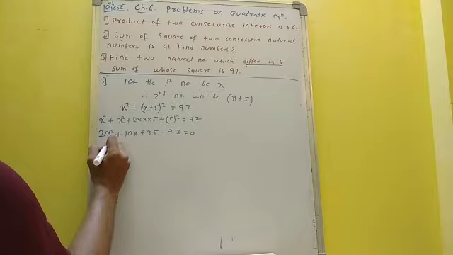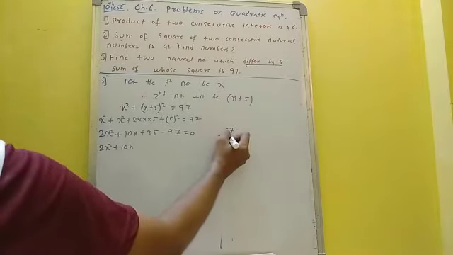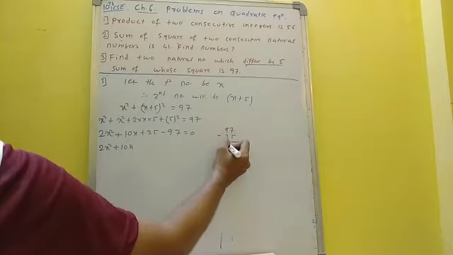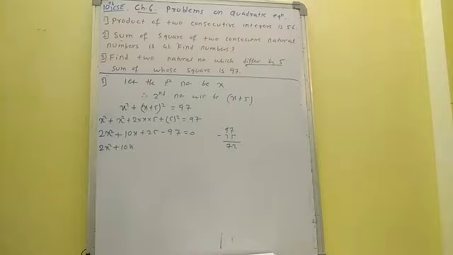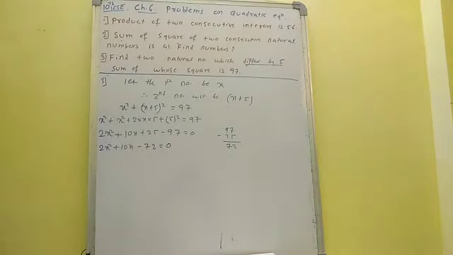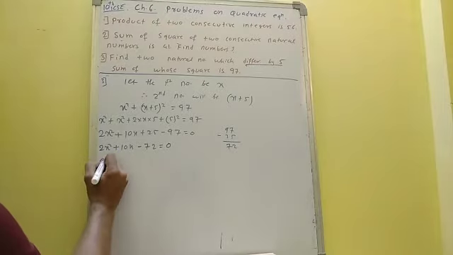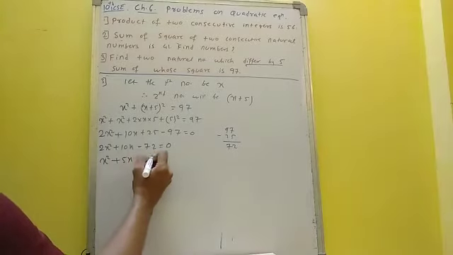So 2x square plus 10x, 25 minus 97 is minus 72, is equal to 0. Now each and every term is divisible by 2, so we have x square plus 5x minus 36 is equal to 0.